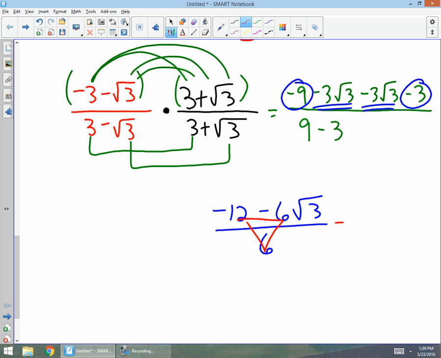Let's look to see if we can reduce, and we can divide negative 12 and negative 6 by 6, leaving, in this case, negative 2 minus the square root of 3. And that's it.